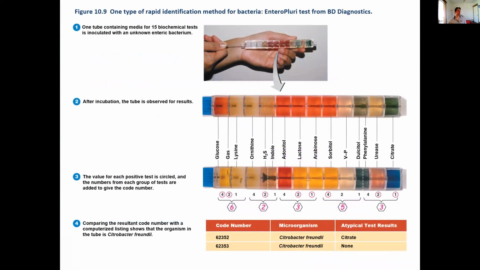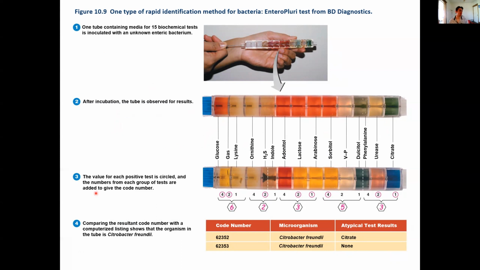So there are also some forms of rapid identification. I thought this was a pretty interesting one to explain to you guys. Essentially, this is a tube containing media for 15 biochemical tests that is inoculated with an unknown enteric bacterium. So if you go into the emergency room with some stomach bug, you ate something you shouldn't have, and now you are just very sick, this is something that medical professionals can use. They can take a sample, inoculate it in the tube, and then observe the results. And based on the combination of results, they can then identify the organism.